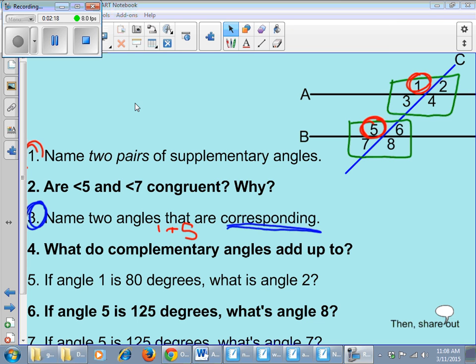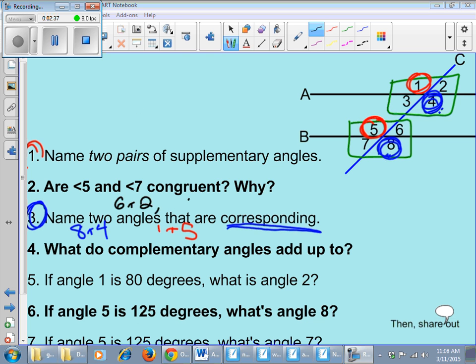Another pair of corresponding angles would be angle 8 and angle 4. 8 is in the bottom right, 4 is in the bottom right. So 8 and 4 are corresponding. The last 2 pairs, in case you want to know, are 6 and 2 that correspond. 7 and 3 also correspond.